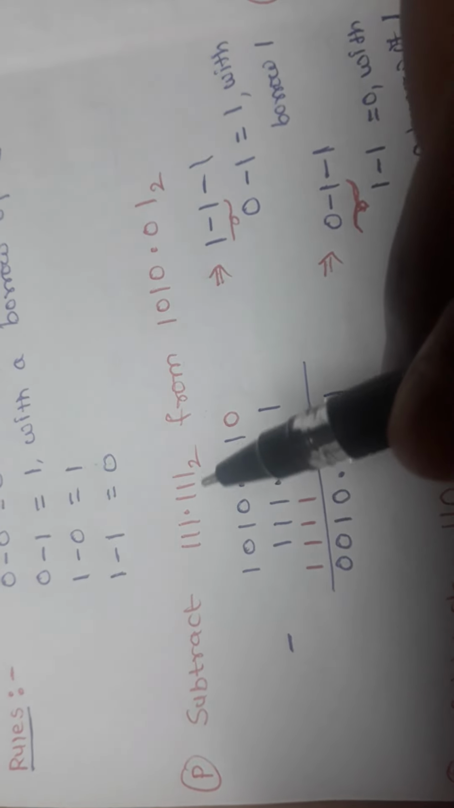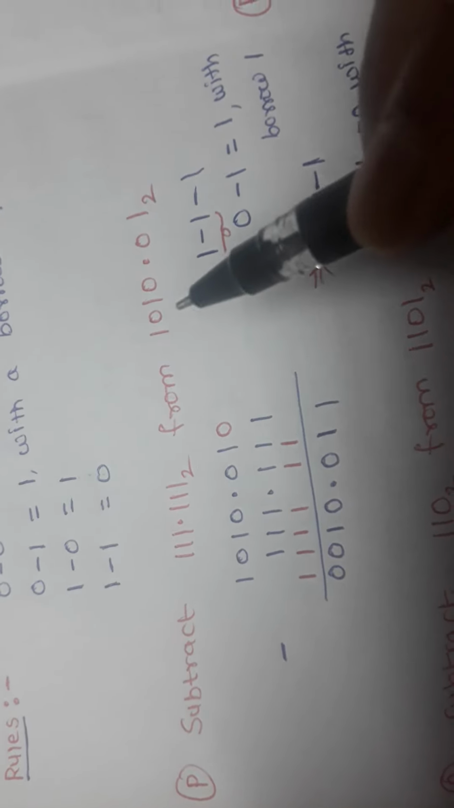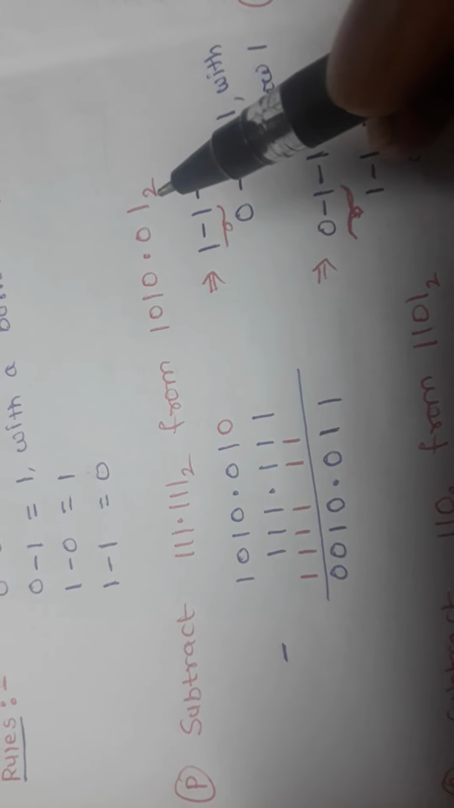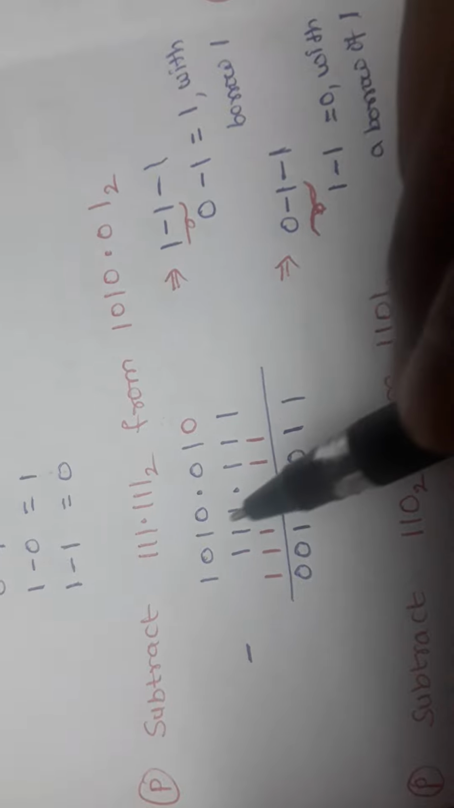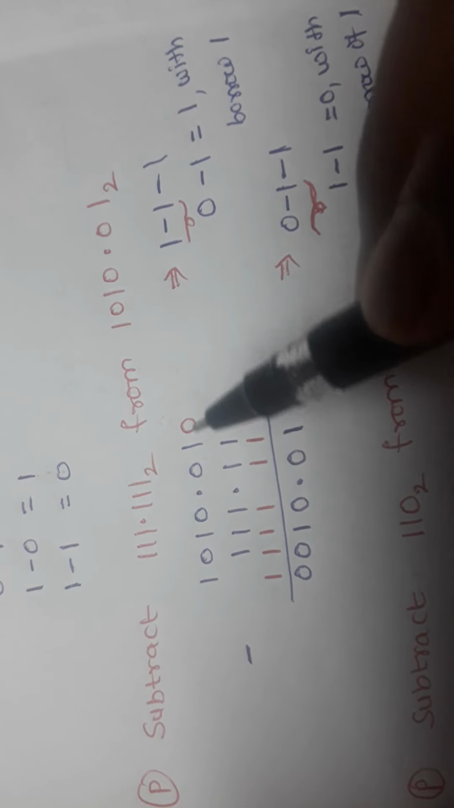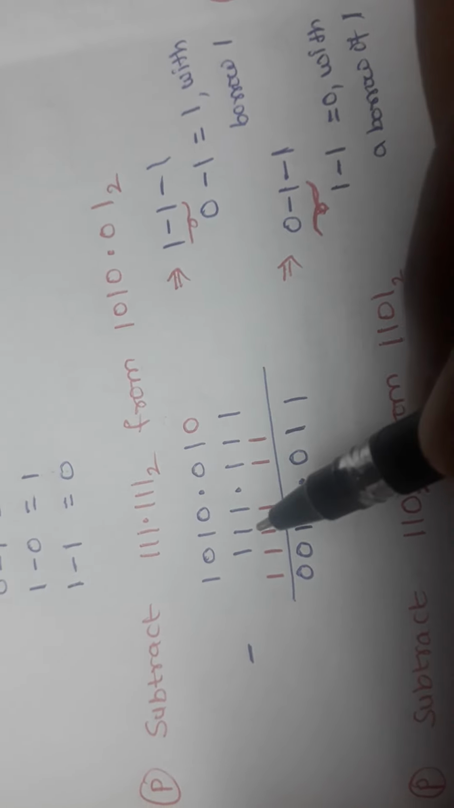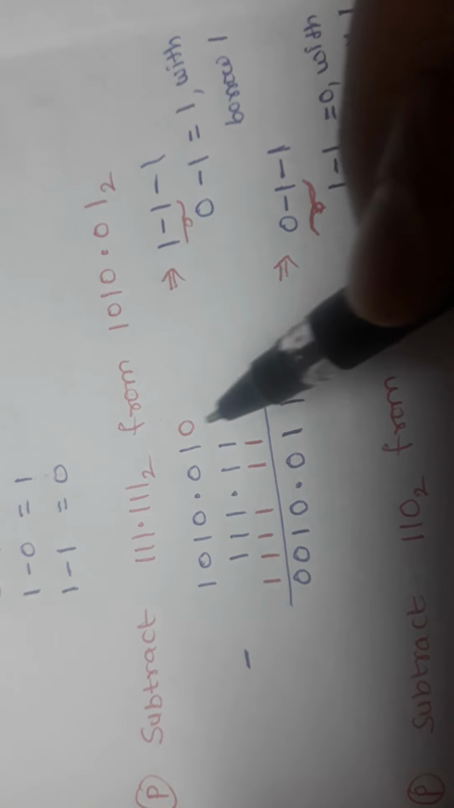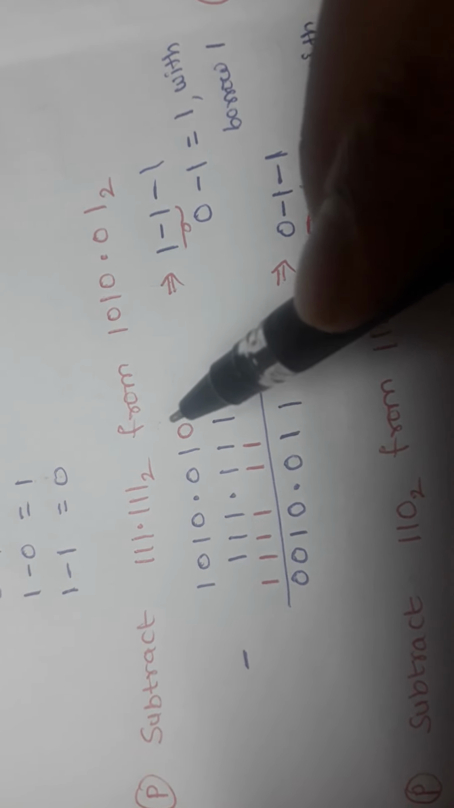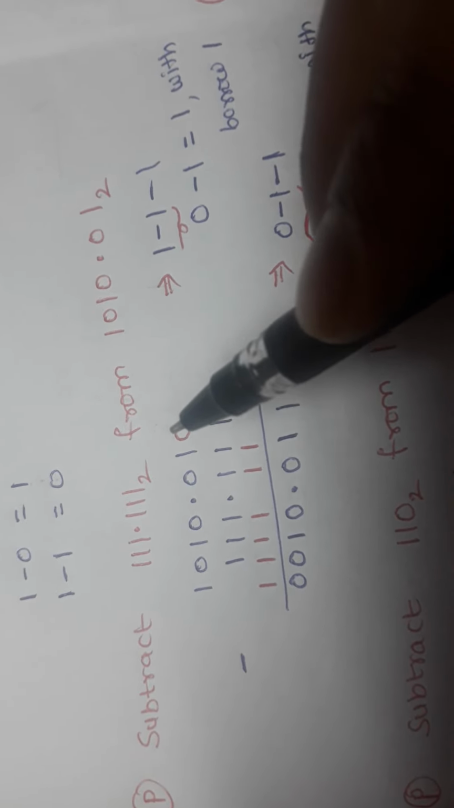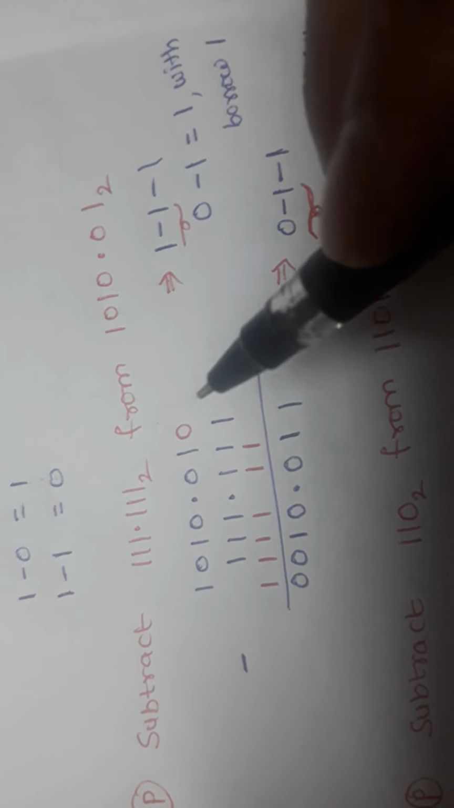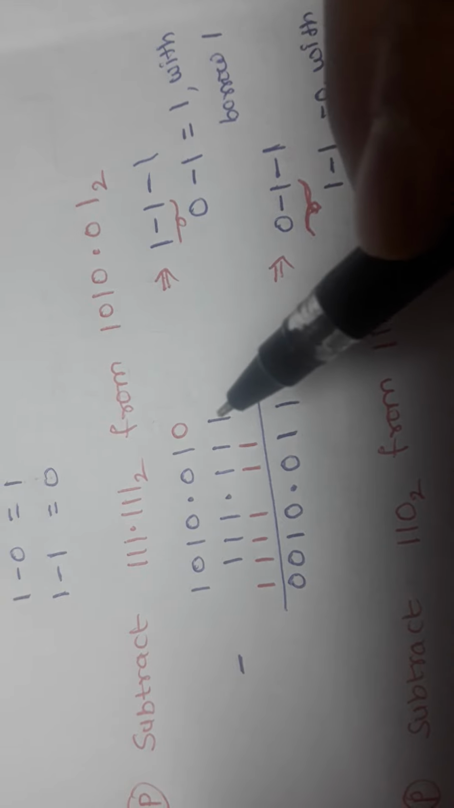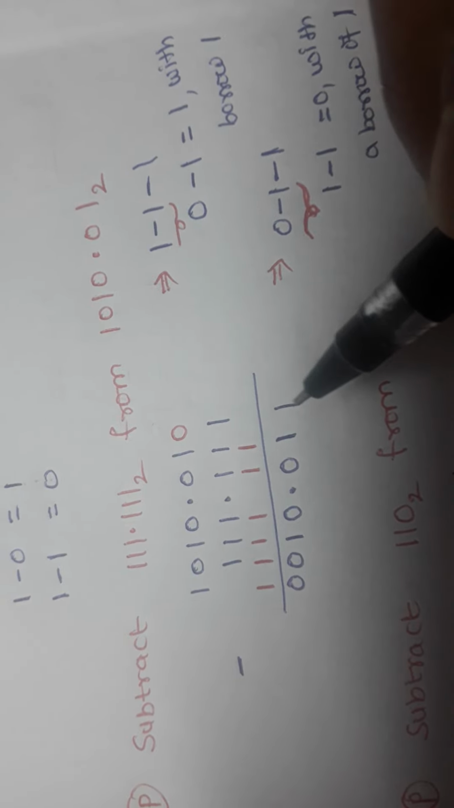Observe this example. Subtract 111.111 base 2 from 1010.01 base 2. We have to subtract this from this binary number. Now write down 1010.01, then 111.111. Since it doesn't contain any extra digit, I have simply used 0 in this place. Then 0 minus 1, that means difference 1, borrow 1.